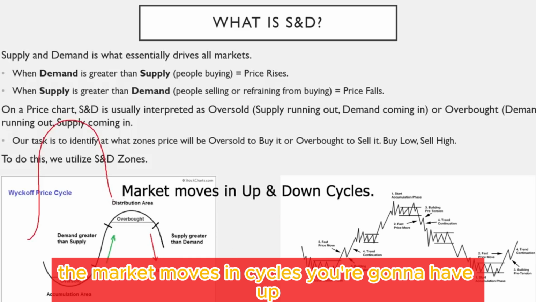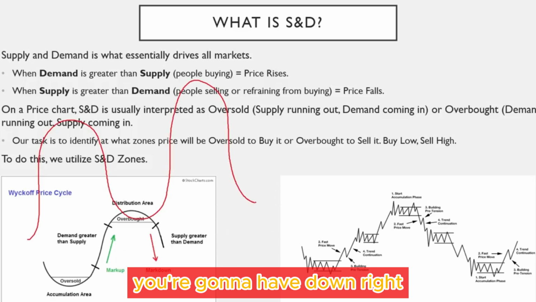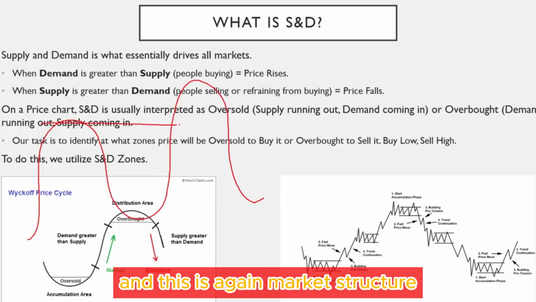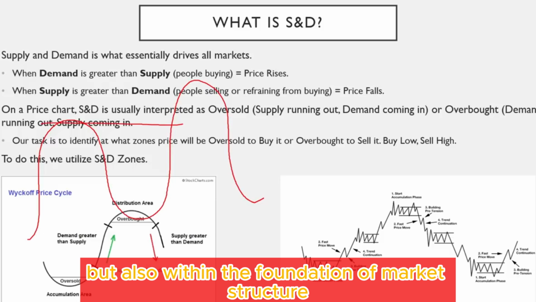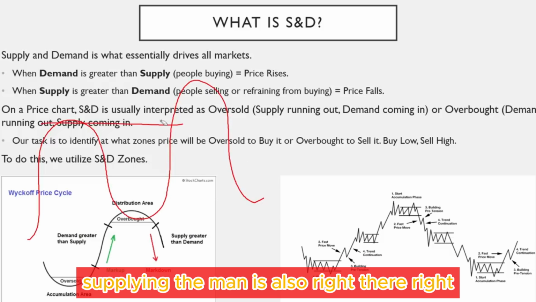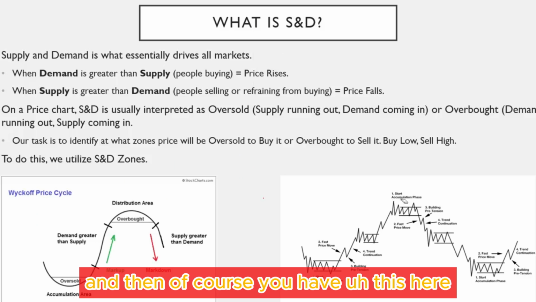You're going to have up. You're going to have down. You're going to have up. You're going to have down. Right. And this is again market structure, but also within the foundation of market structure, supply and demand is right there. Right? And then, of course, you have this here.